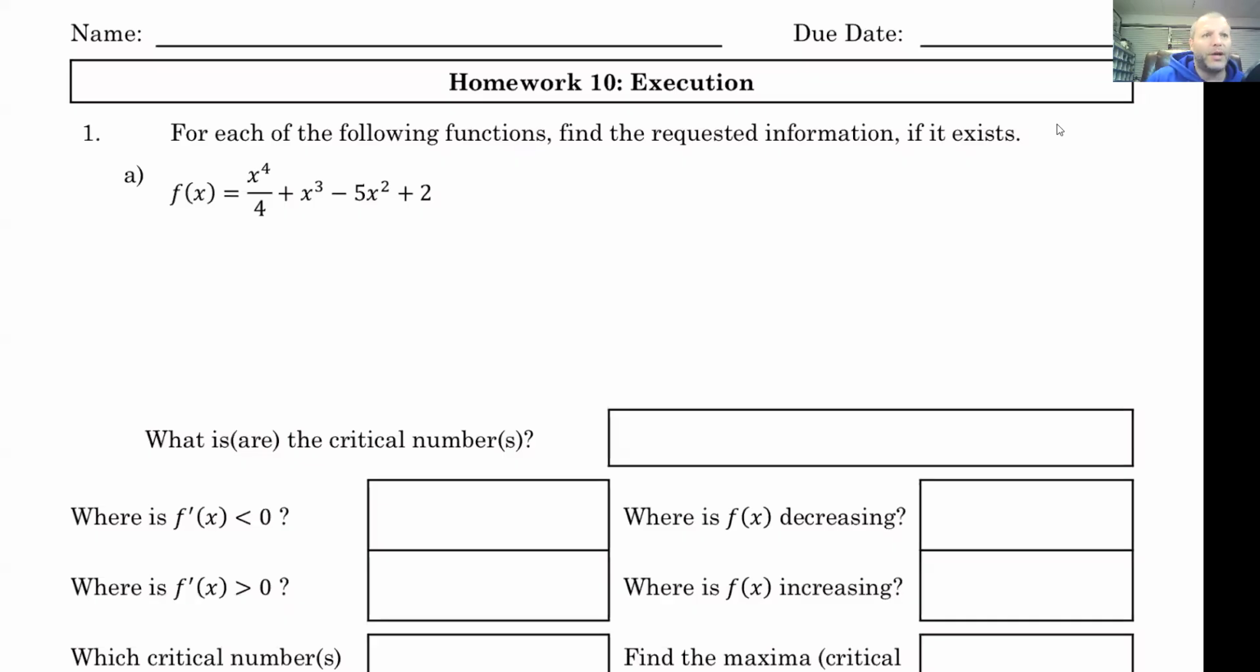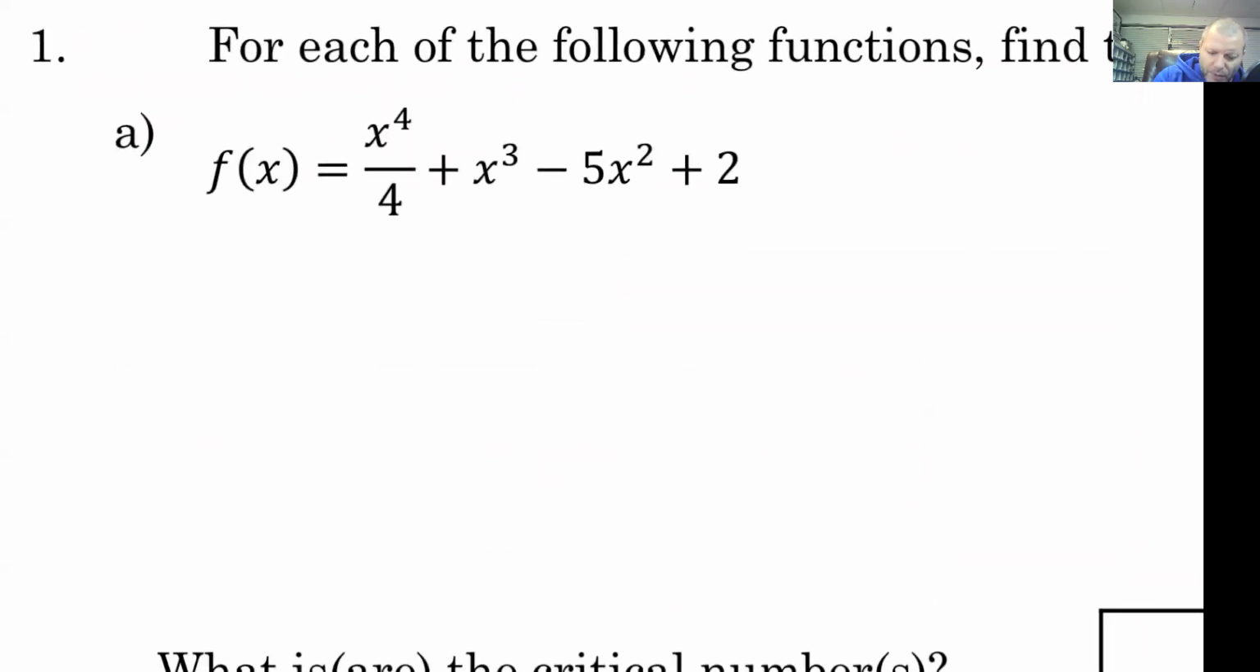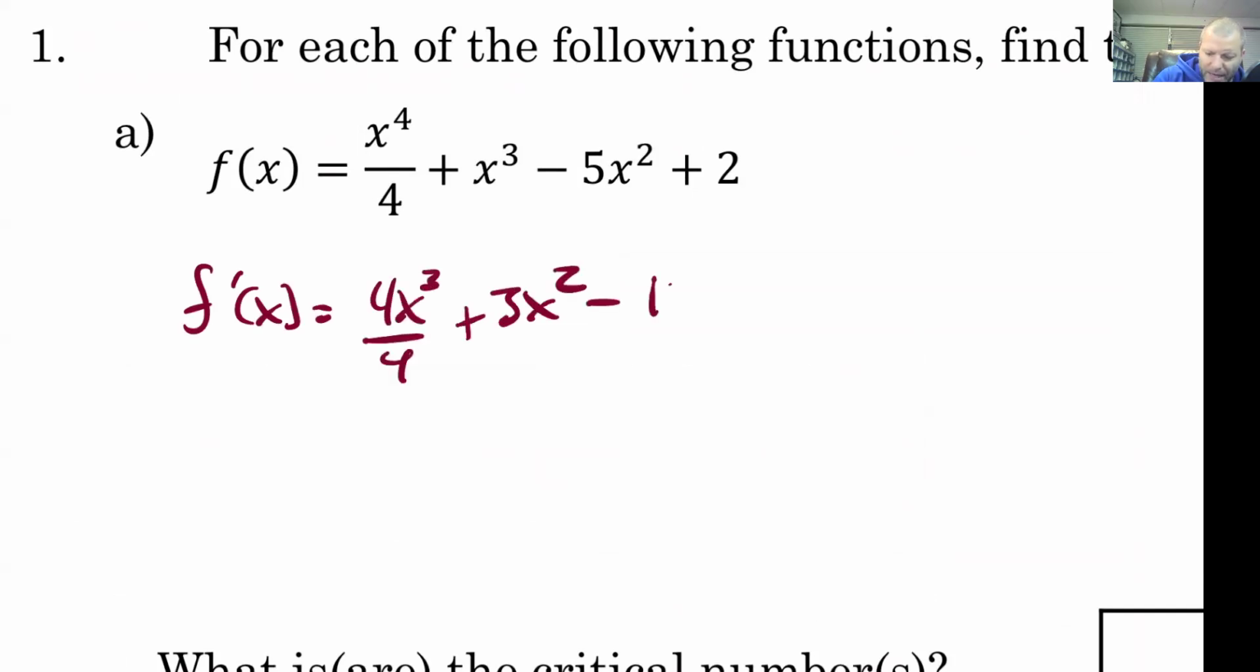Right, so in question one, we want to find basically where our functions are increasing, decreasing. So that means we need to find critical numbers in the first derivative. So first thing we need to do here is just take a derivative, f prime. We're going to get 4x cubed over 4 plus 3x squared minus 10x.